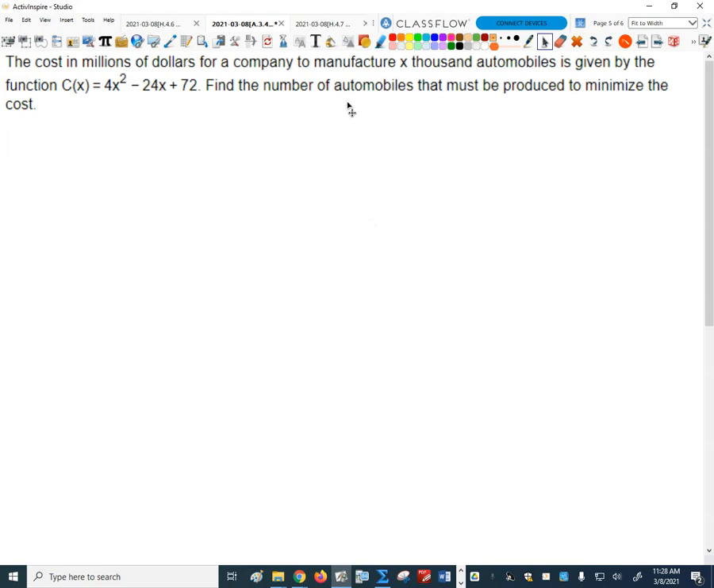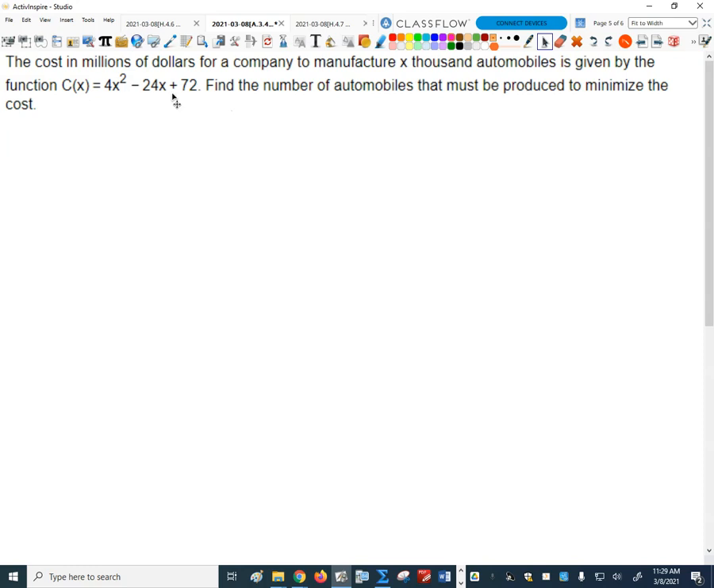X is our input, and X represents the number of thousands of cars that your company is building. C is the output, and that represents the cost of manufacturing in millions of dollars. We want to find the number of automobiles that must be produced to minimize the cost.